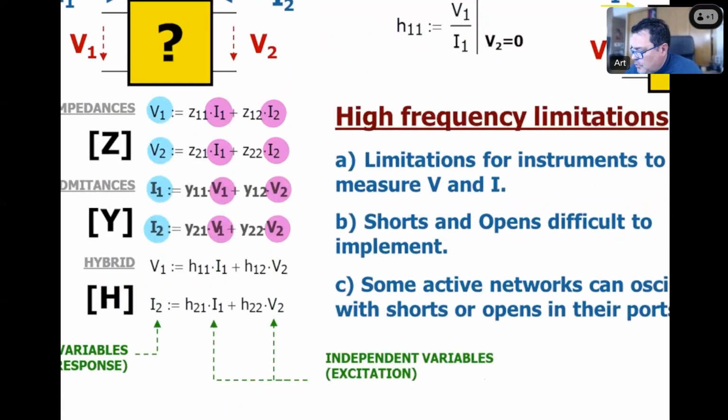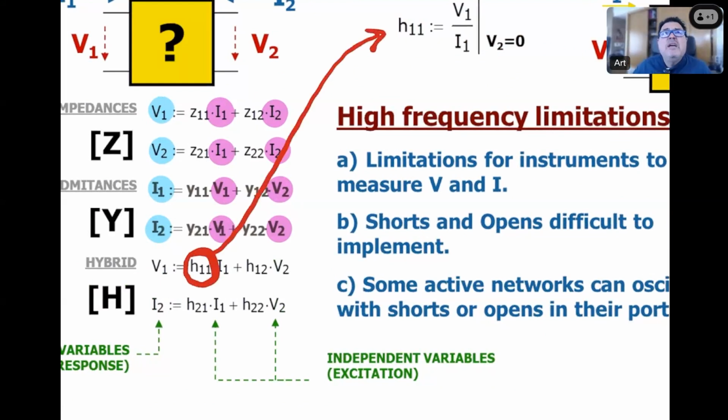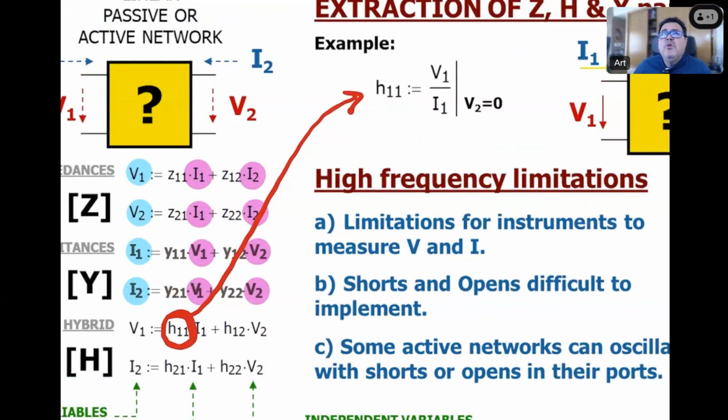How can we calculate these numbers? Let's consider that you want to calculate or measure H11. The idea is to go to the expression of H11 and find that H11 can be calculated, simulated, or measured as the ratio between the voltage at port number 1 divided by the current at port number 1, when the voltage at port number 2 is 0.